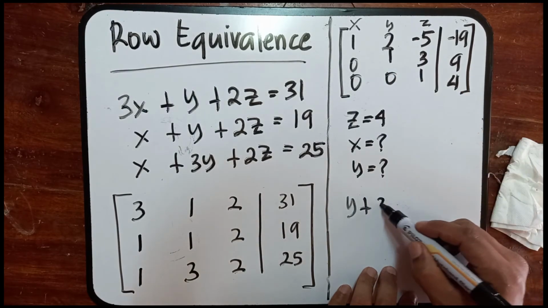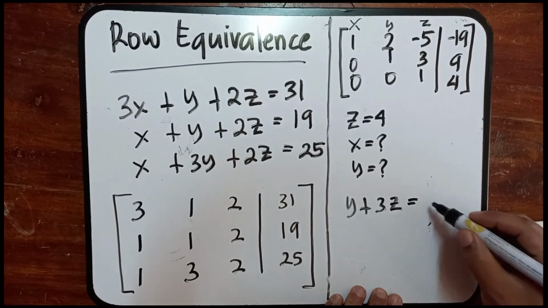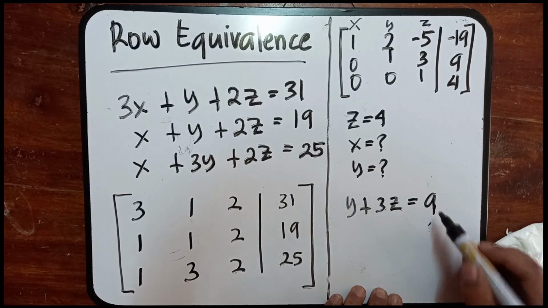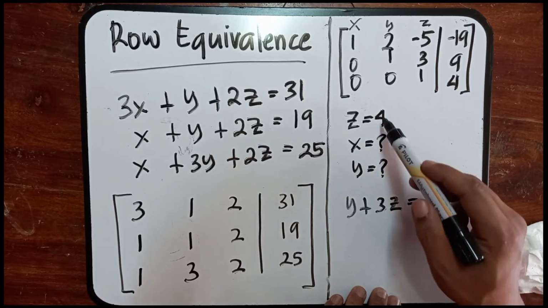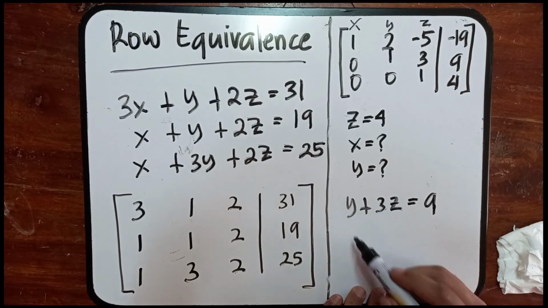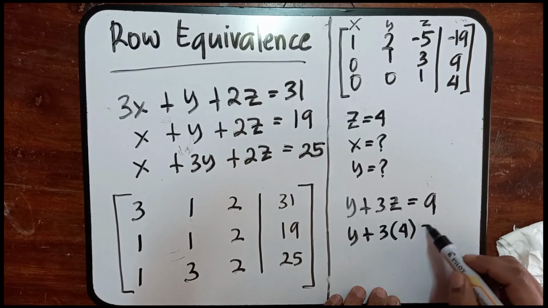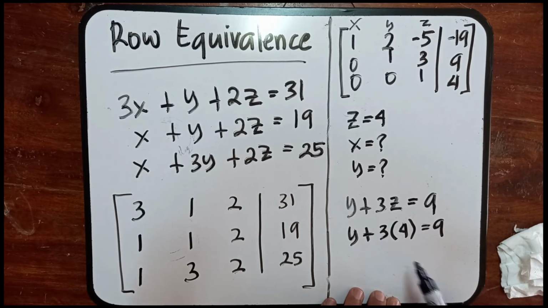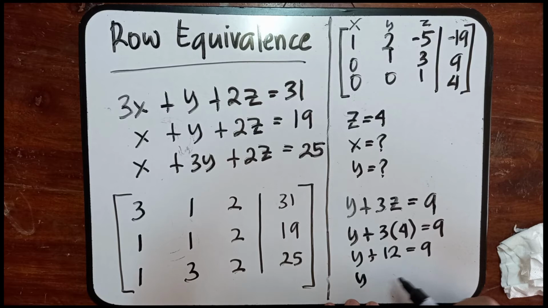plus 3z equals 9. Okay, and we already know that z is 4, so we can substitute 4 in place of z. So we can write y plus 3 times 4 equals 9. And then this becomes y plus 12 equals 9. And then y equals 9 minus 12.